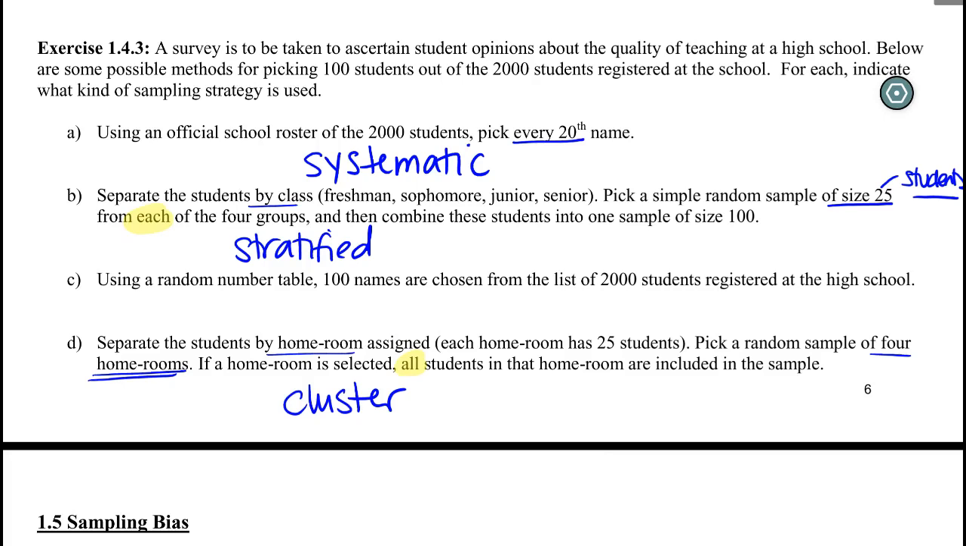Don't just look for those words. Think more about this mechanic. Who is being sampled? Is it people or is it groups? But that's the help. And then in C, let's use a really outdated number table to choose 100 names. That's just our simple random sample. Nothing exciting going on there.